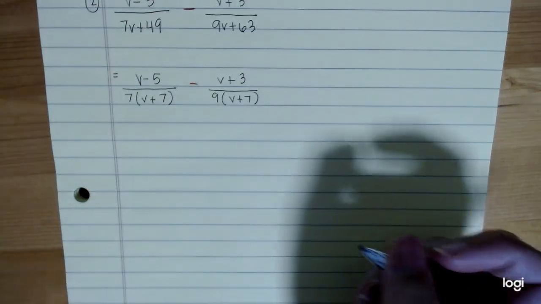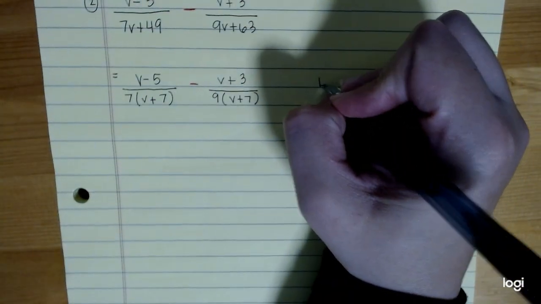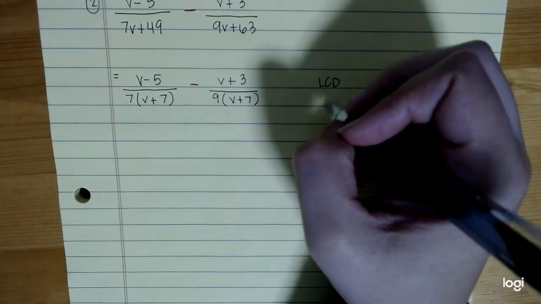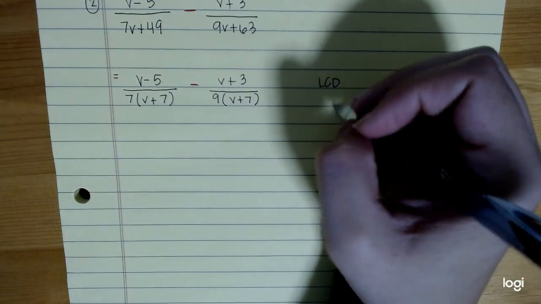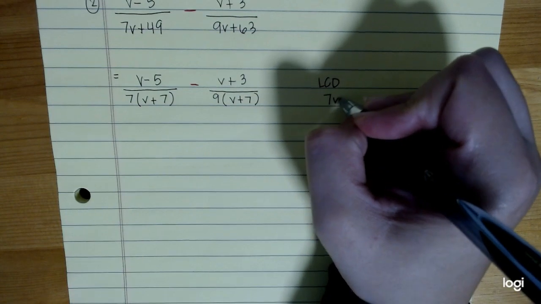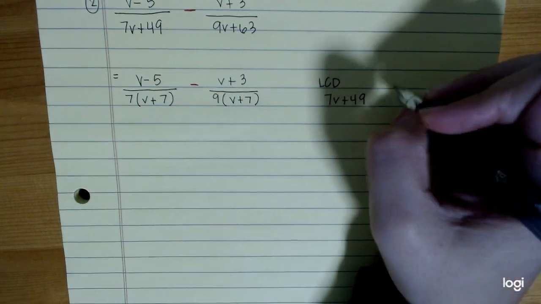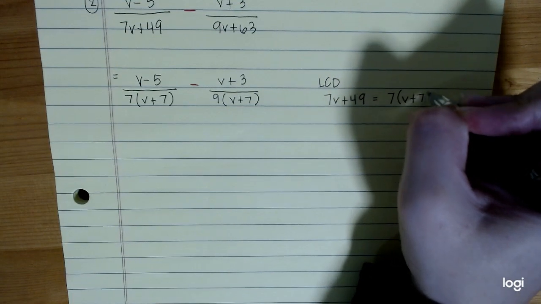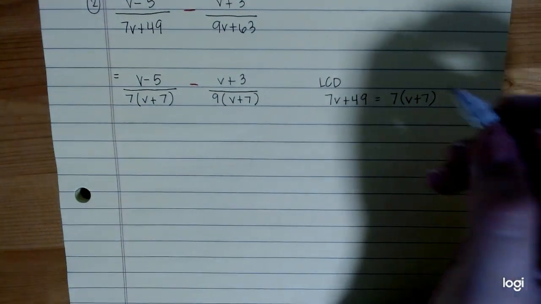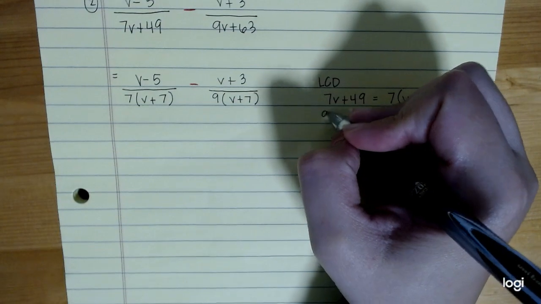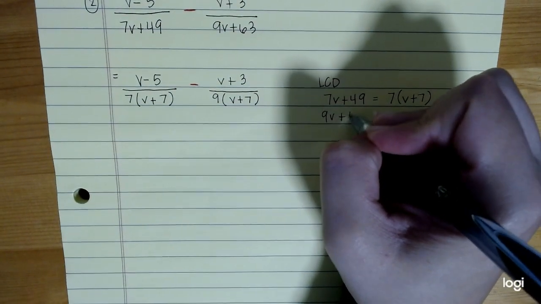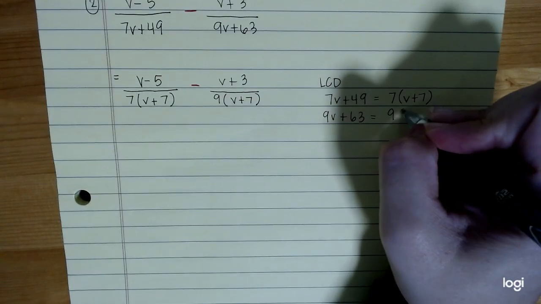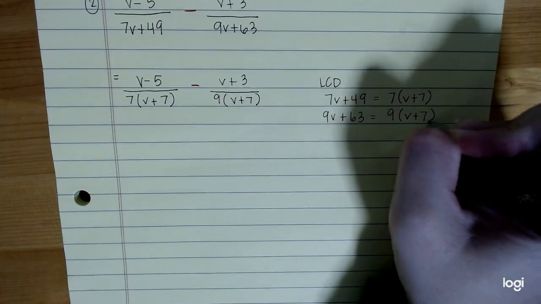So again, we are looking for that LCD, which is the least common multiple of our denominators. So I already have the factored form of our 7v plus 49. I went ahead and did that, very first step. So that was 7 times the quantity v plus 7. And then the second denominator was 9v plus 63, and it factors as 9 times v plus 7.